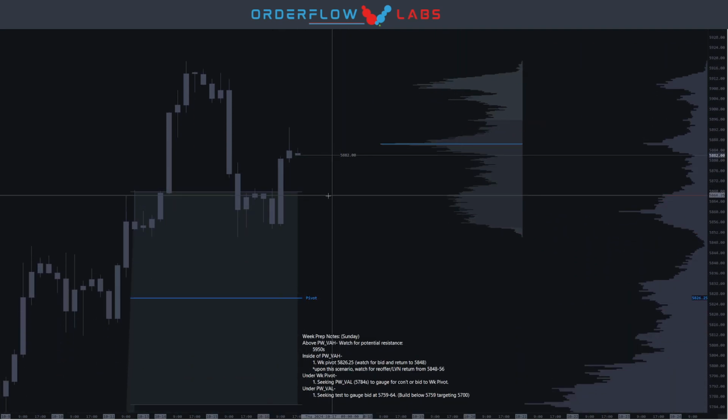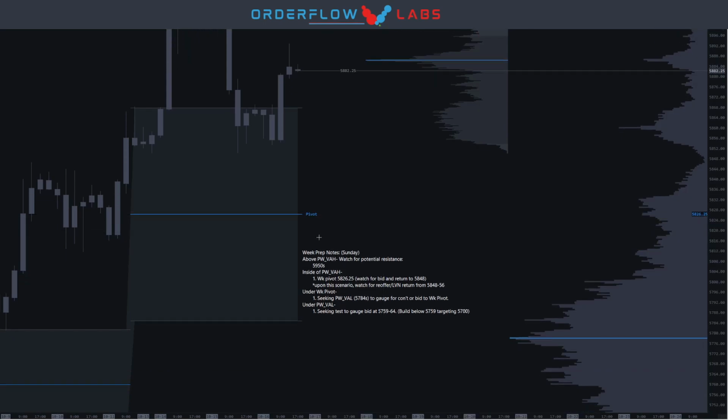But if we come back inside of the 68 range, then I want to see us beeline to the pivot down at 58.26 to gauge for continuation. Either fine bid there or absolutely drop the bucket. So we come down into 57.84 down here.